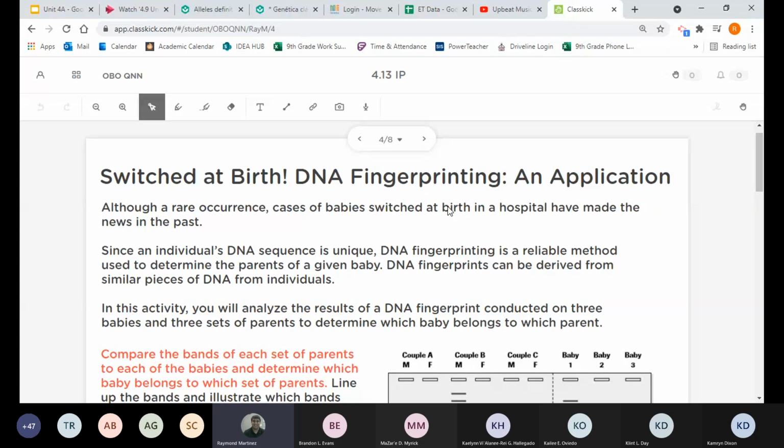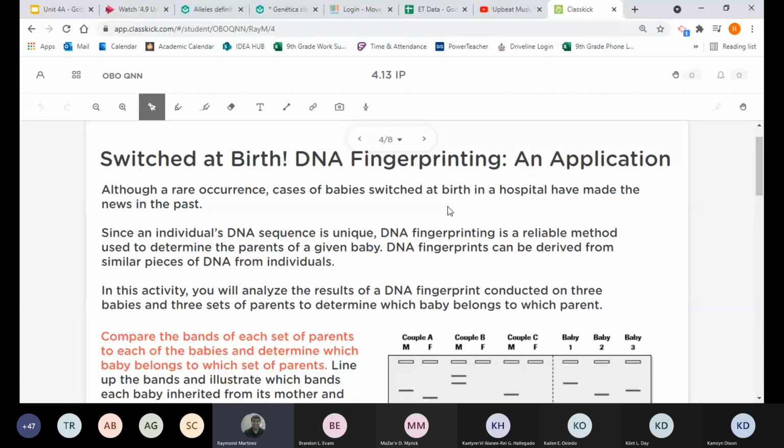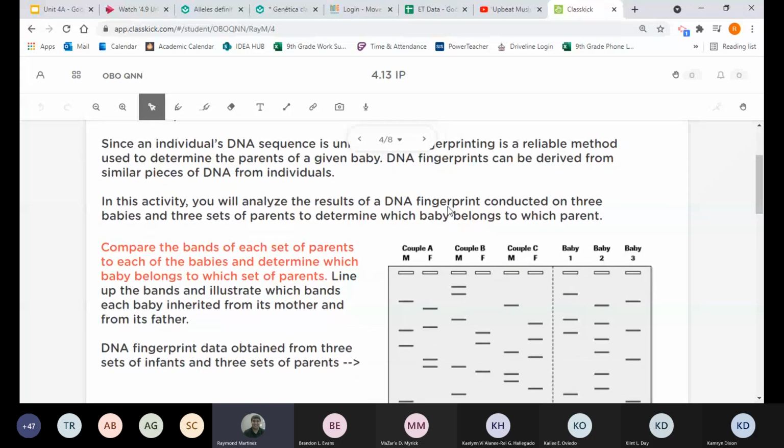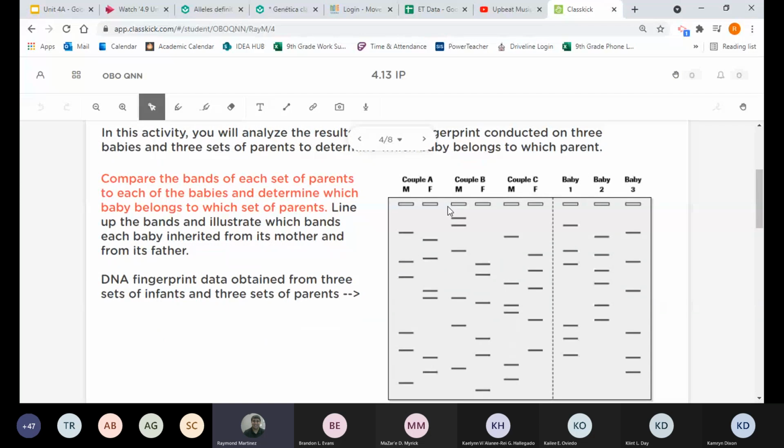Okay, so switched at birth. Although rare, there are cases of babies being switched at birth in hospitals. So what you can do is you can use DNA fingerprinting to figure out where these babies need to go. So we're going to skip all that. What we're doing is we're comparing the bands of each set of parents to each of the babies. So in this situation, we've got couples A, B, and C, babies 1, 2, and 3. So we've got 3 couples, 3 babies. We're trying to figure out whose babies are whose.